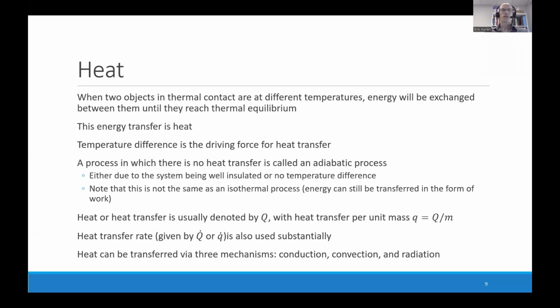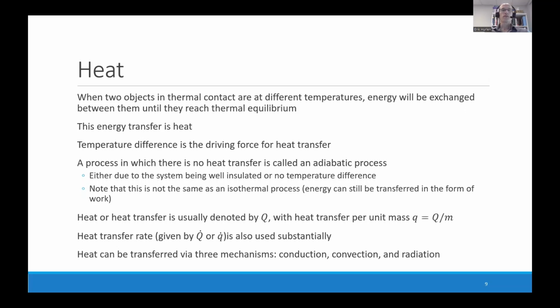Two objects at different temperatures will exchange heat until they get to the same temperature, assuming this heat transfer is possible. In other words, the objects are not insulated, but are actually in thermal contact. This is known as thermal equilibrium. So temperature difference is the driving force behind heat transfer. Without a temperature difference, there is no heat transfer involved.